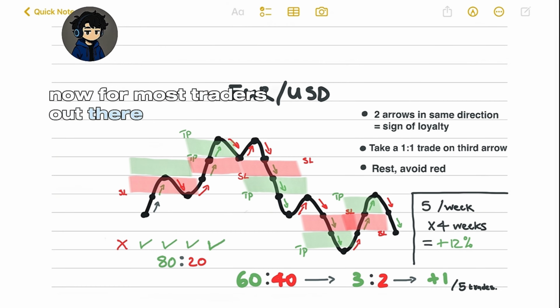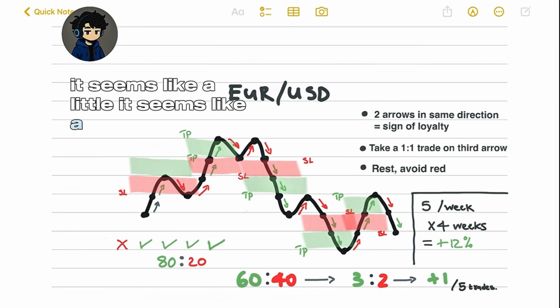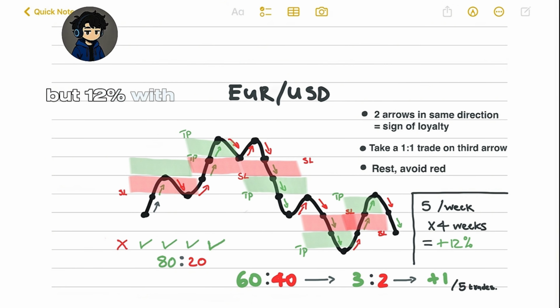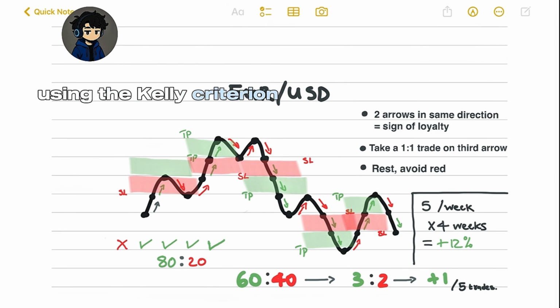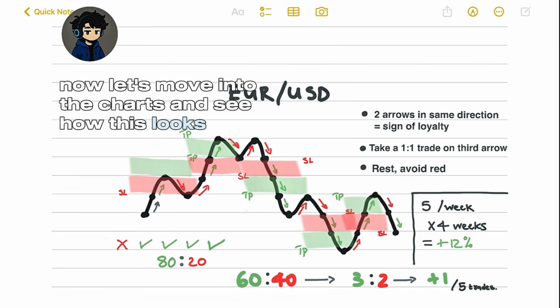Now for most traders out there, it seems like a small amount. But 12% with a $10,000 account, that is $1,200 in a month. With a $100,000 account, that is $12,000 in a month. So that's a lot. I think in a year we are beating Larry Williams. And this is just on your main account. You can have an account whereby you're risking 6%. I will make a separate video of how much one should risk per trade using the Kelly criterion as an indicator, as a guide. Now let's move into the charts and see how this looks like.